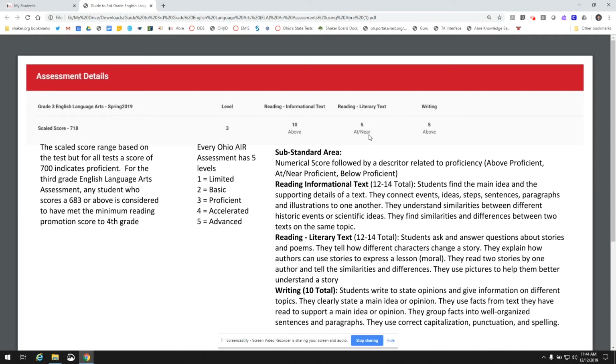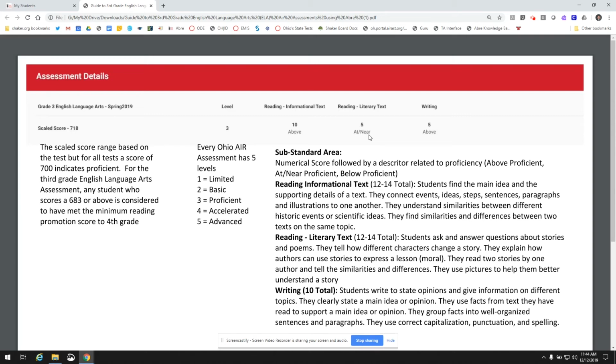So what the individual strands mean: well, informational text, a student who is at, near, or above proficient means that they can find the main idea and support details of a text. They connect events, ideas, steps, sentences, paragraphs, and illustrations to one another. And this student understands similarities between different historic events or scientific events. Informational text is specifically nonfiction text.